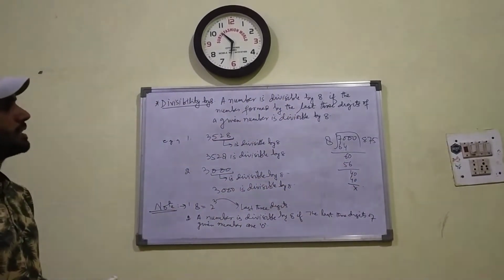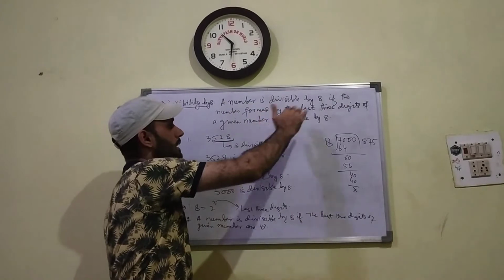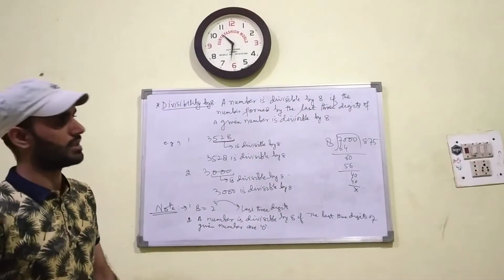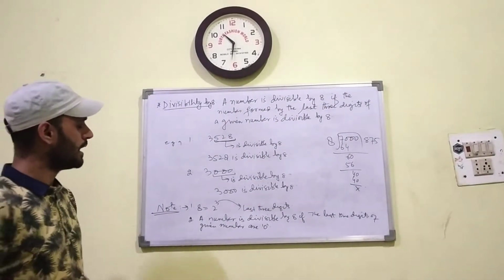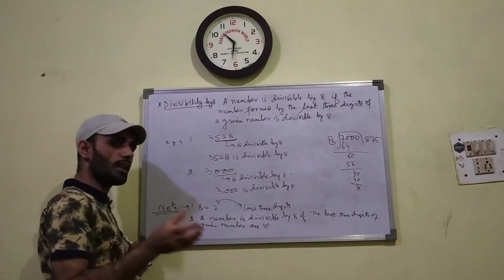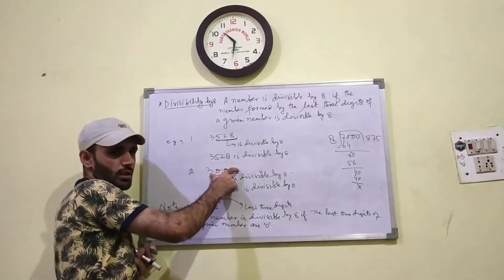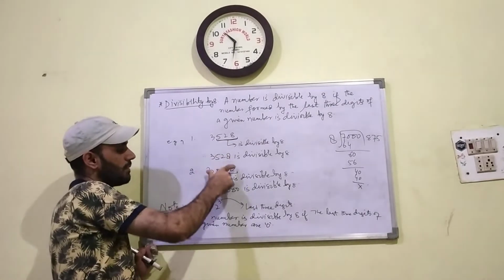So a number is divisible by 8 if the number formed by the last three digits of a given number is divisible by 8, or if the number ends with 3 zeros, or if the last three digits of a given number are 0.